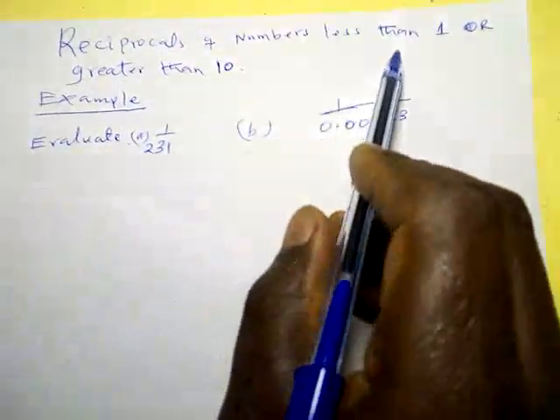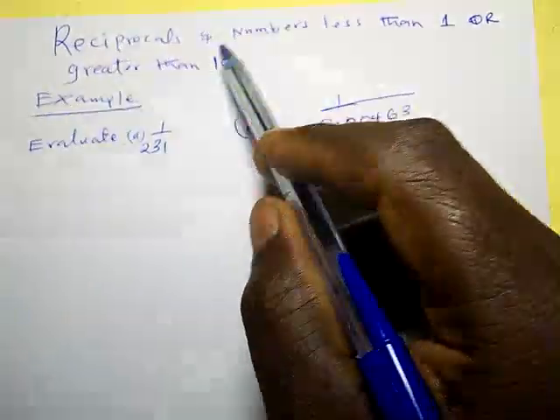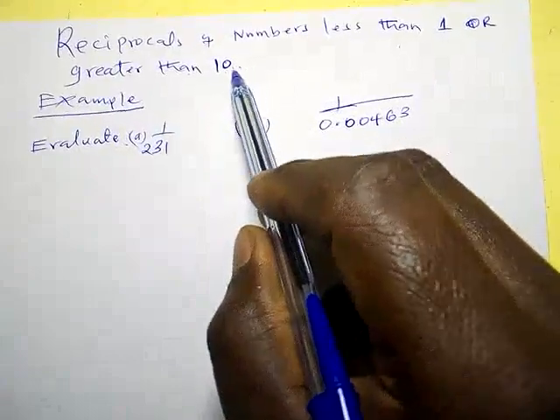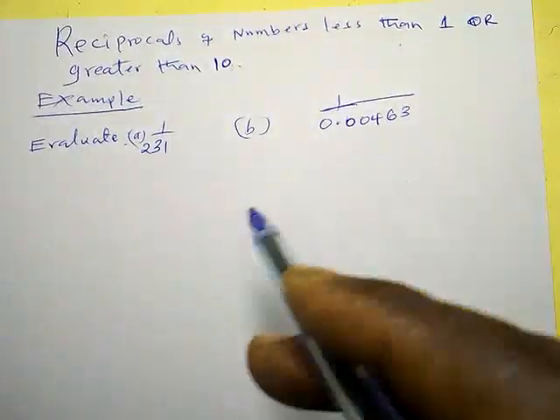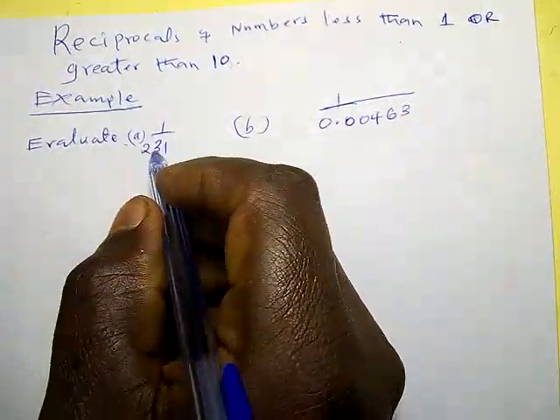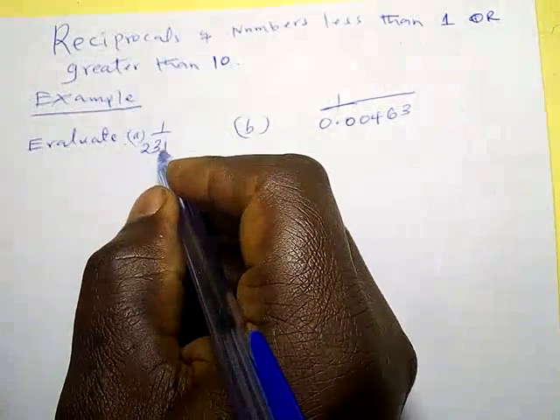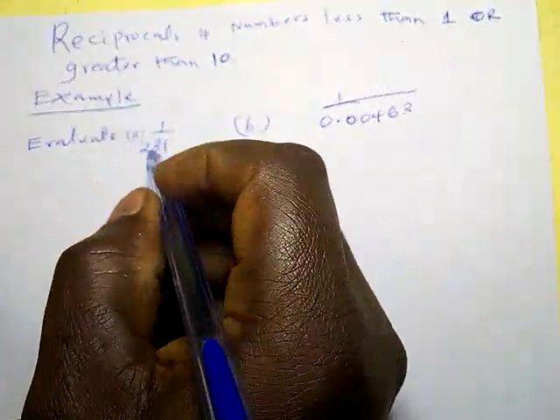Reciprocals of numbers less than 1 or greater than 10. Like I said, these numbers are not there in the reciprocal table. What we do, we express those numbers in standard form. So let us take our A here. Find the reciprocal of 231. The reciprocal of 231 is 1 over 231. So the first thing you must do is to write this number.